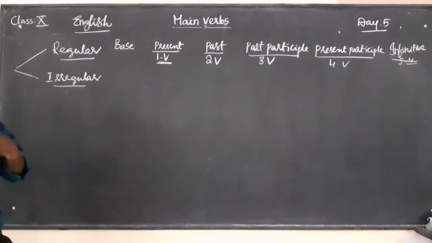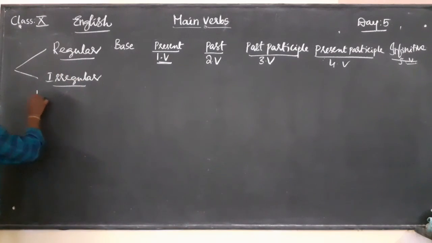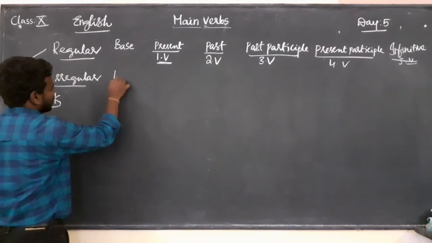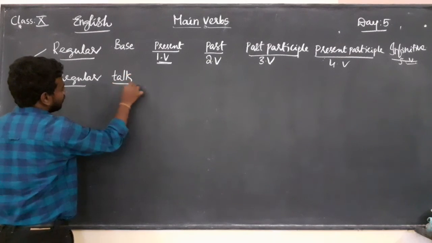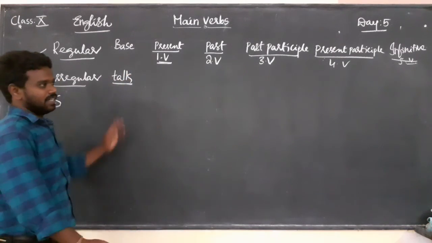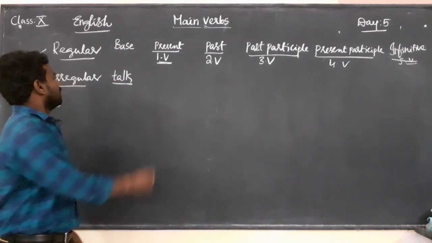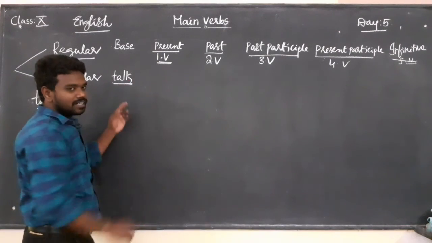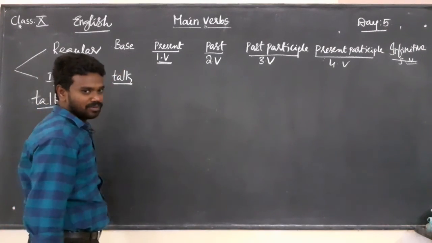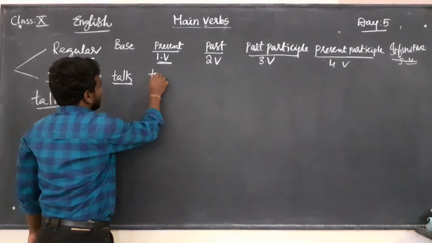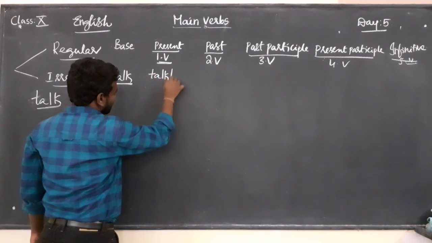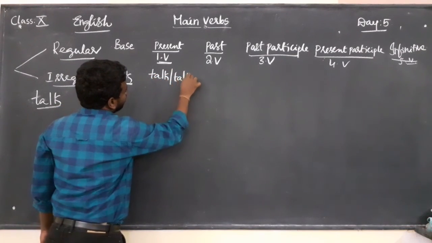For example, let me take a word: talk. If I write here T-A-L-K, talk, it is the base form. How can we write it in the first form of a verb, the present form? We write it as talk as well as talks.